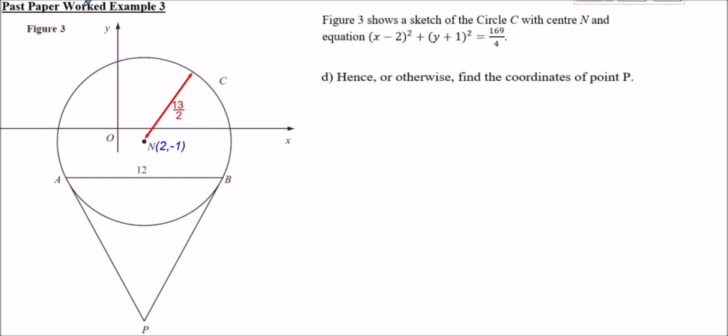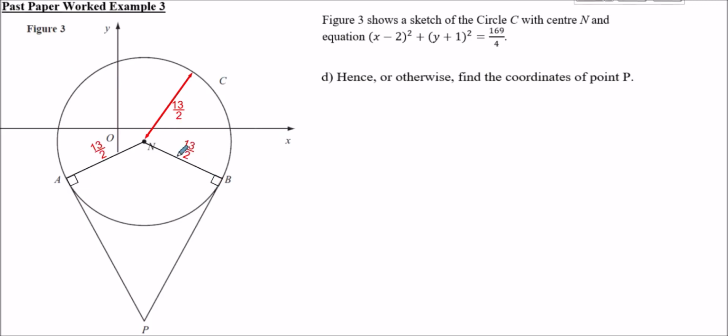So my suggestion is to first of all remember that we have two radii here, connecting A and B to the centre. So the radii are 13/2, or 6.5. Because the radius always meets a tangent at a right angle, we can label in that the angle at A and the angle at B are both right angles.